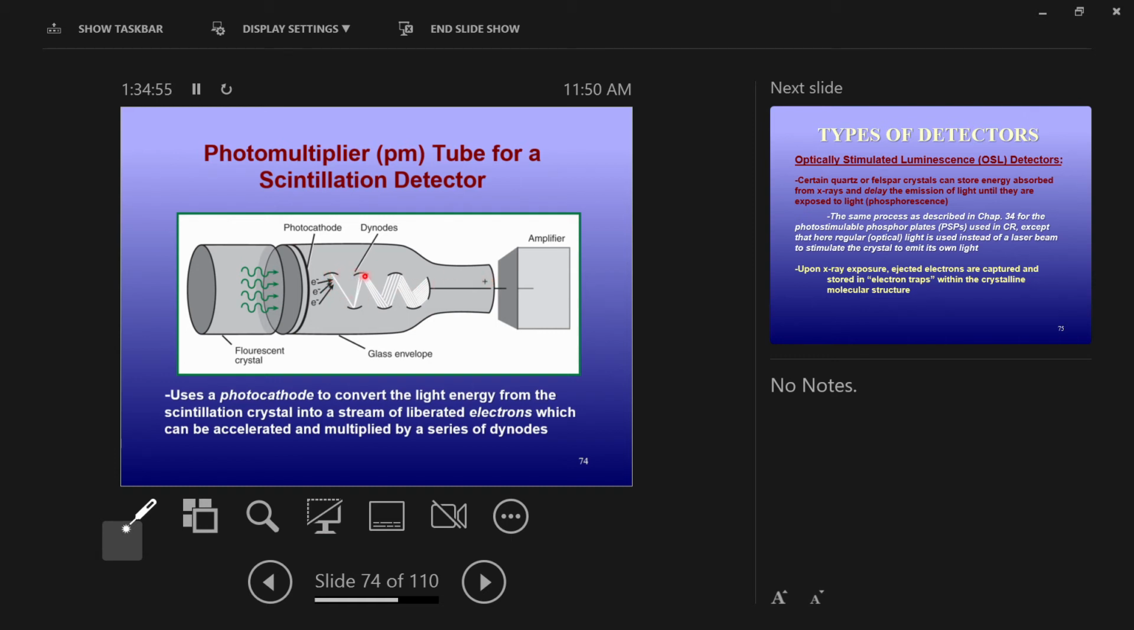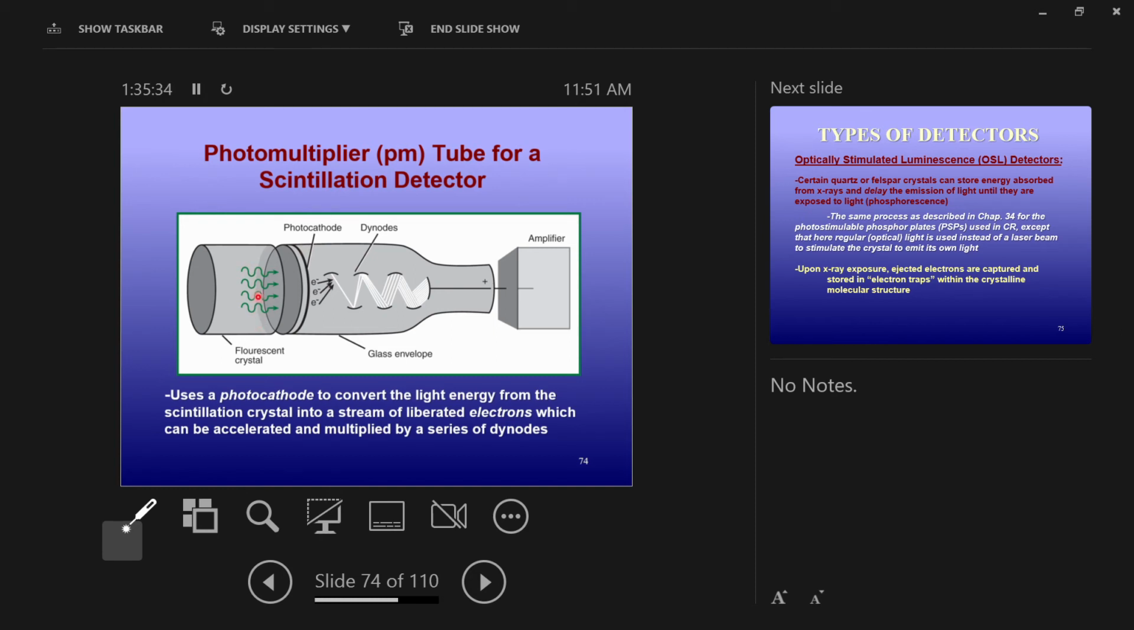Now these structures here called dinodes, these dinodes have the capability of turning on and turning off, charging and uncharging, charging and uncharging. And what they'll do is they'll push and pull that stream of electrons back and forth across the dinodes, speeding them up, increasing their kinetic energy, effectively amplifying their signal, okay? Those dinodes speed up the electrons, and again, the amount of electrons liberated from the photocathode is proportional to the amount of light they absorbed.